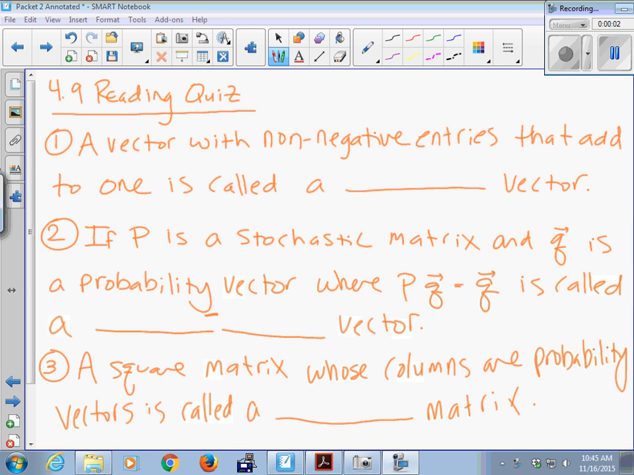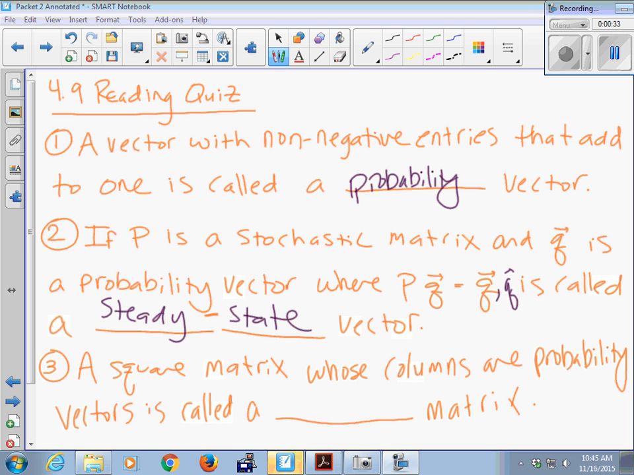A vector with non-negative entries that add to 1 is called a probability vector. If P is a stochastic matrix and Q is a probability vector, where P times Q equals Q, Q is called a what kind of vector? Steady state. Good. A square matrix whose columns are probability vectors is called a stochastic matrix.